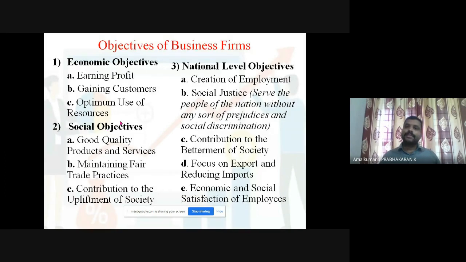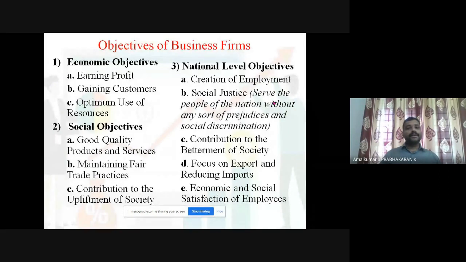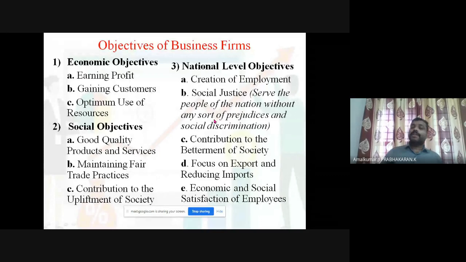And the last objective is the national level objectives. The first one is creation of employment opportunities. The creation of more employment is a national level objective of a particular business firm. And the second one is social justice. That means serving the people or the society of the nation without any sort of prejudice and social discrimination. It is called social justice. It acts as an objective of a particular firm.